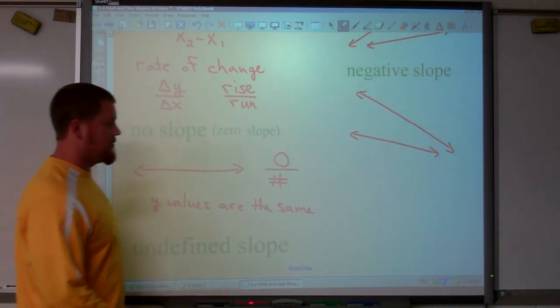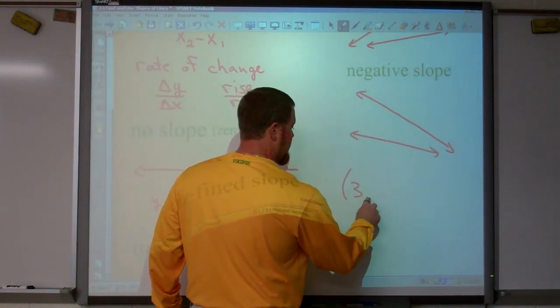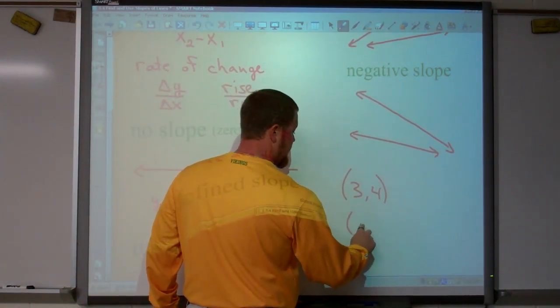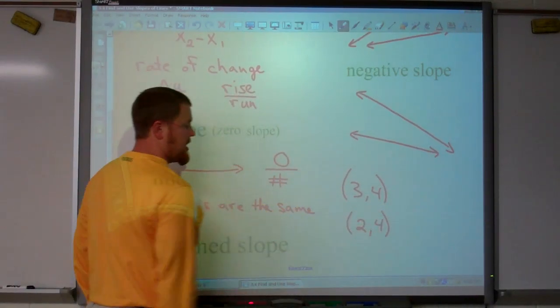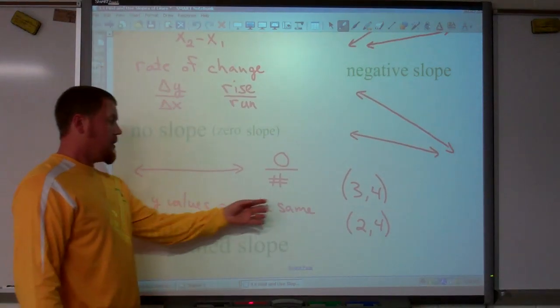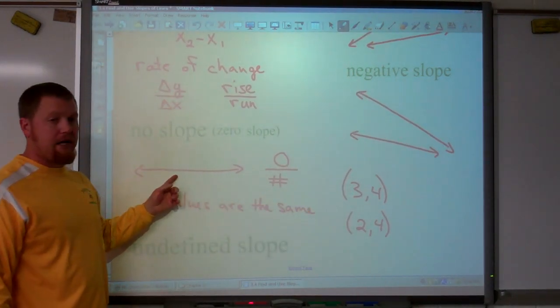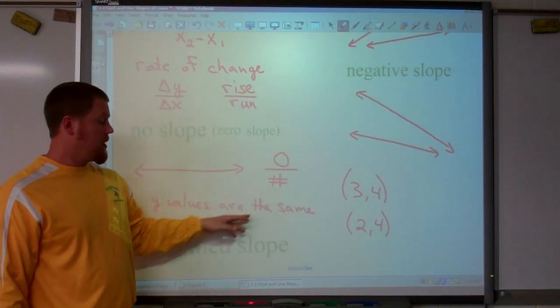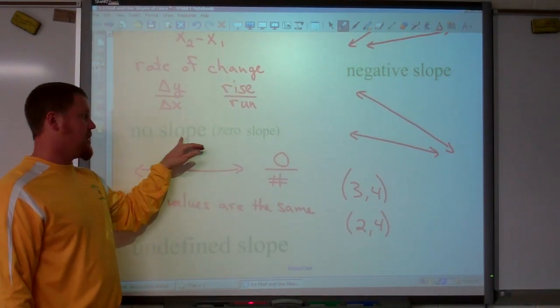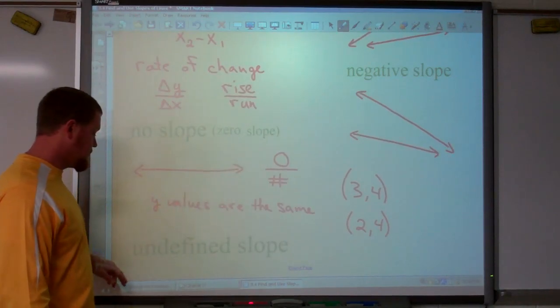Now, for that example, if you had the point 3, 4, and you have the point 2, 4, the y values are the same. That is a horizontal line because you get 0 in the numerator divided by some number. The y value is the same. That has no slope or 0 slope.